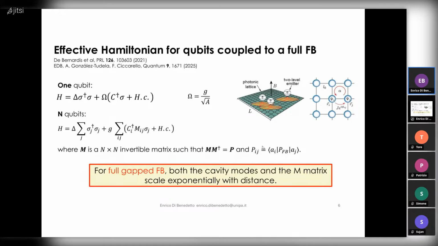Now, one can prove in this framework, under very general assumptions, that both the cavity modes and the matrix elements of this N matrix, which controls the interaction, scale exponentially with distance, which means that if you put, let's say, two qubits very far apart, basically they do not interact at all.